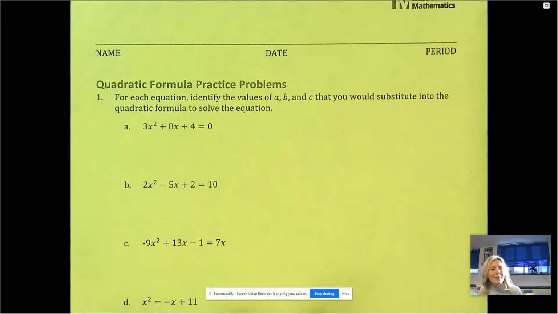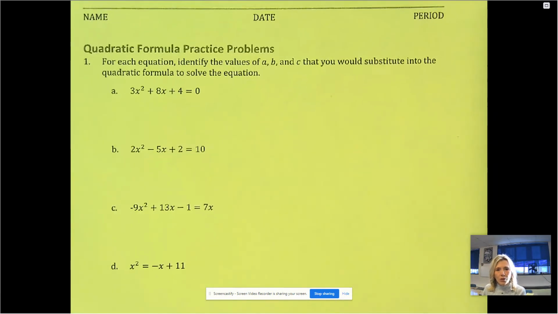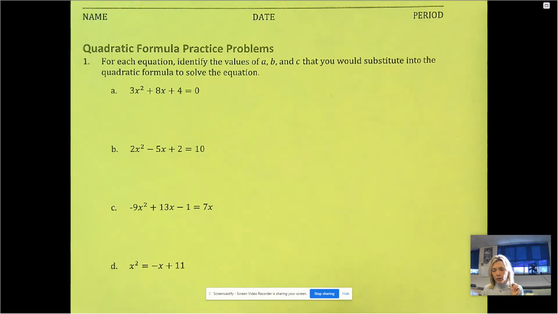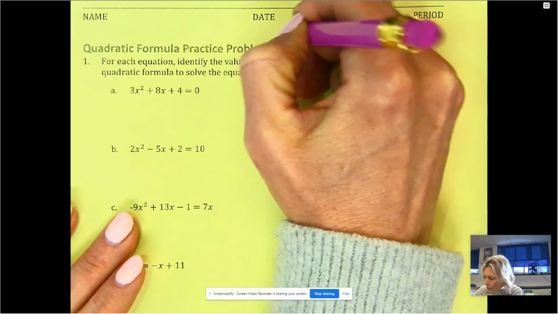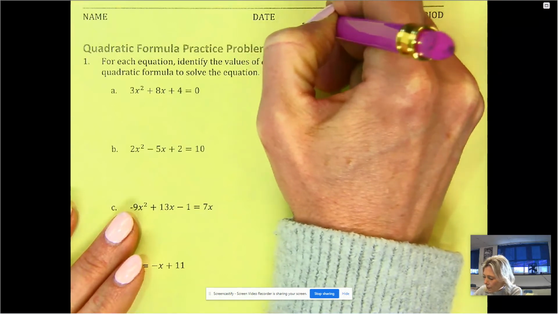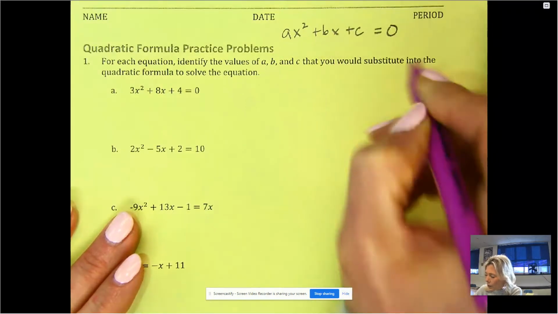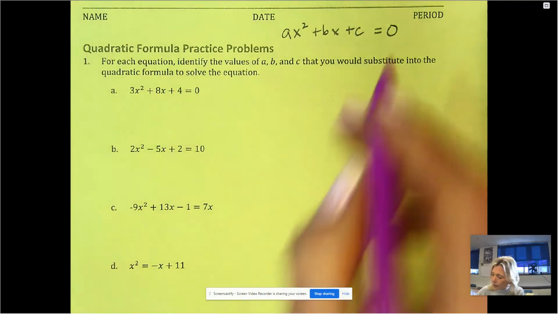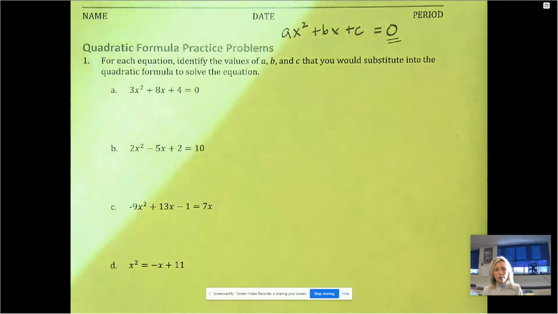I am going to help you with today's assignment, which is using the quadratic formula practice problems. Okay, so in order to solve an equation using the quadratic formula, your equation has to be in this form: ax squared plus bx plus c is equal to 0. This has to be a 0 before you determine the values of A, B, and C, and then use them in the formula.